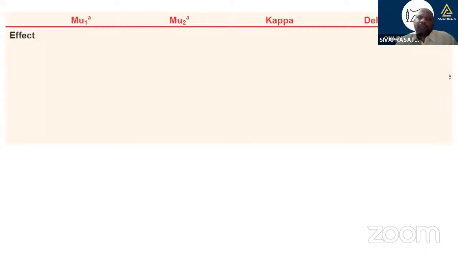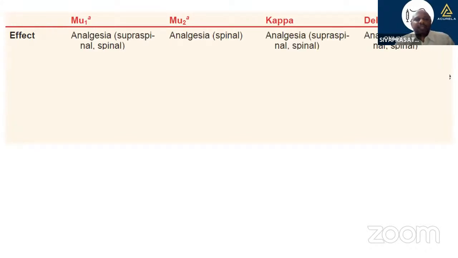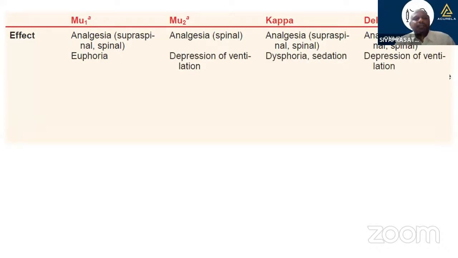Depending upon the cloning of opiate receptors, they are divided into mu, kappa, and delta. Mu is again classified into mu1 and mu2, depending on which effects predominate. All these receptors have an analgesic component. Mu2 has only a spinal component, whereas all others have a supraspinal component also. I'll talk about what the supraspinal component is in the next slide. The main side effect of mu2 is depression of ventilation, and kappa is dysphoria, whereas mu1 produces euphoria.